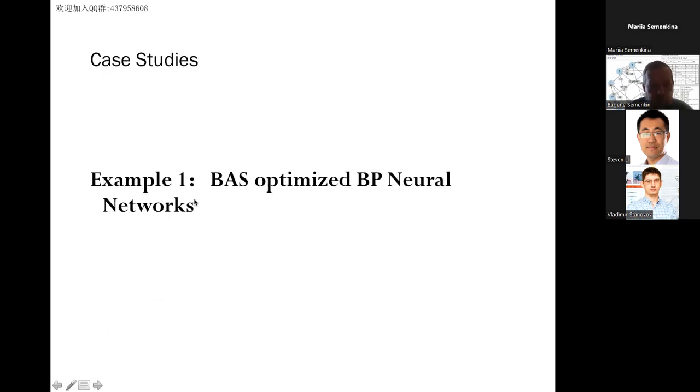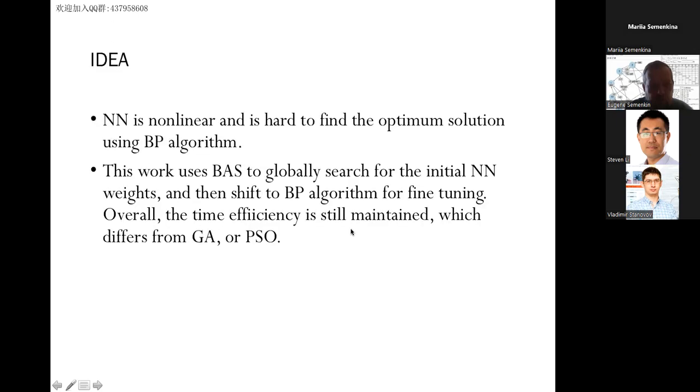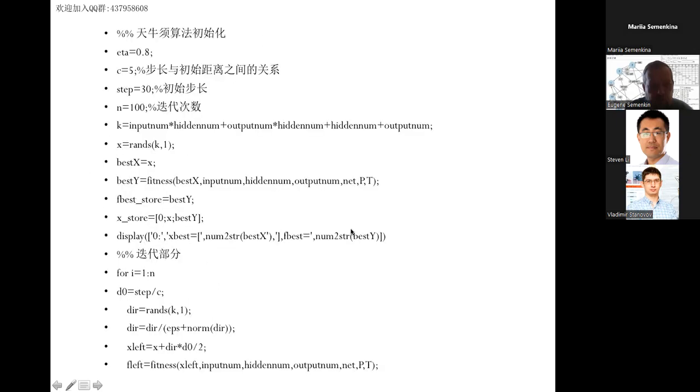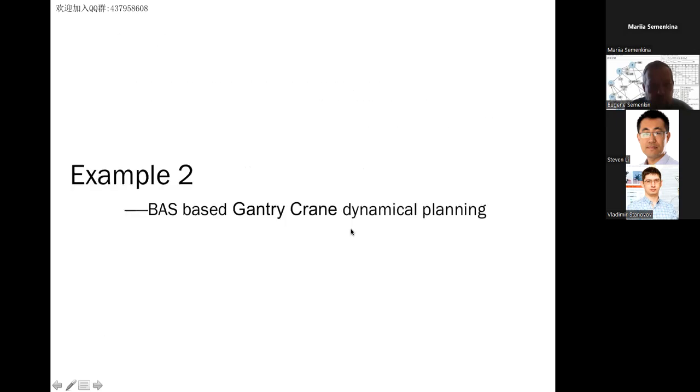And there are some case studies. If you search beetle antenna search, or its abbreviation BAS, you can Google it and find a lot of resources and a lot of papers published in recent years on this topic. I particularly list some representative studies on it. The first one uses this algorithm to optimize a BP network so that it will not fall into local optima. This is a sample algorithm published by others.